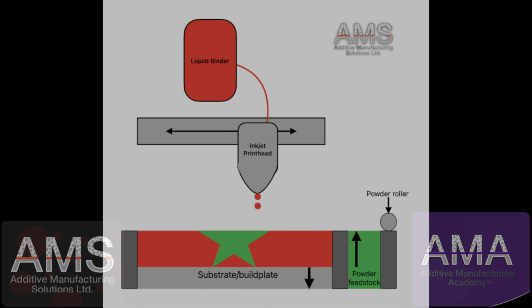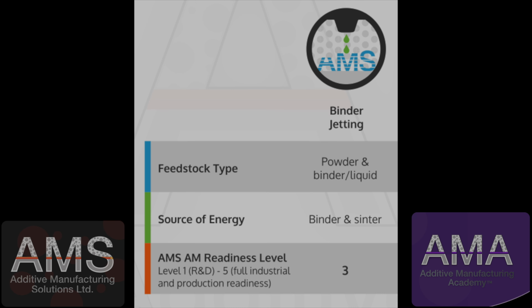That allows us to create a part which is connected together with a form of glue, and that can also have additional processes like post-process sintering, which would allow the binder to be fully reacted to the materials which are being joined together. In the case of binder jetting, AMS will give this technology an AM readiness level of 3. Binder jetting shows great promise.